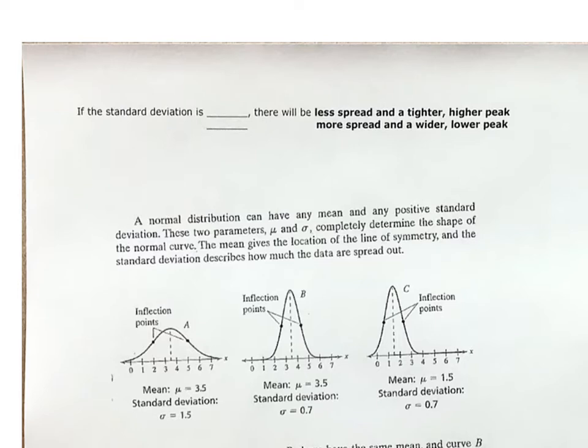All right, so brief review up here at the top. If the standard deviation is blank, there will be less spread and a tighter, higher peak. And if the standard deviation is blank, there will be more spread and a wider peak. So if less spread and a tighter, higher peak means we have a small standard deviation, and a wider, low peak means more spread, then our standard deviation has to be large. So that's all that's getting at.